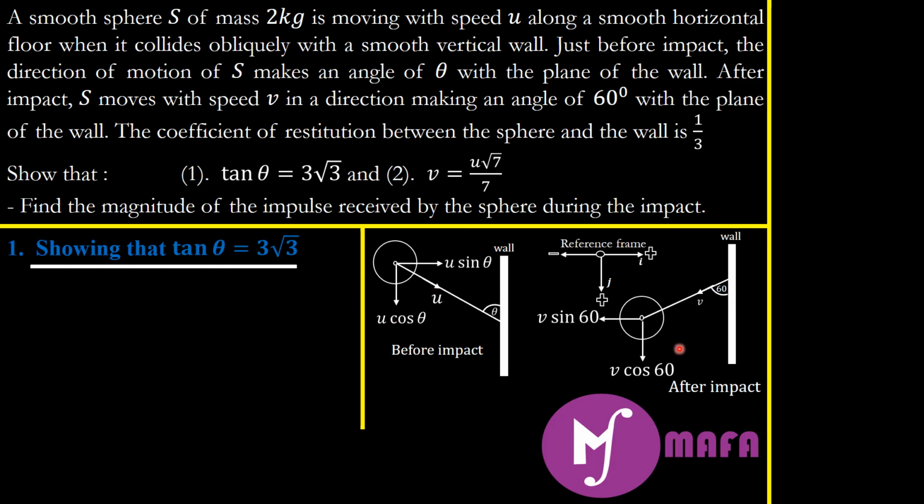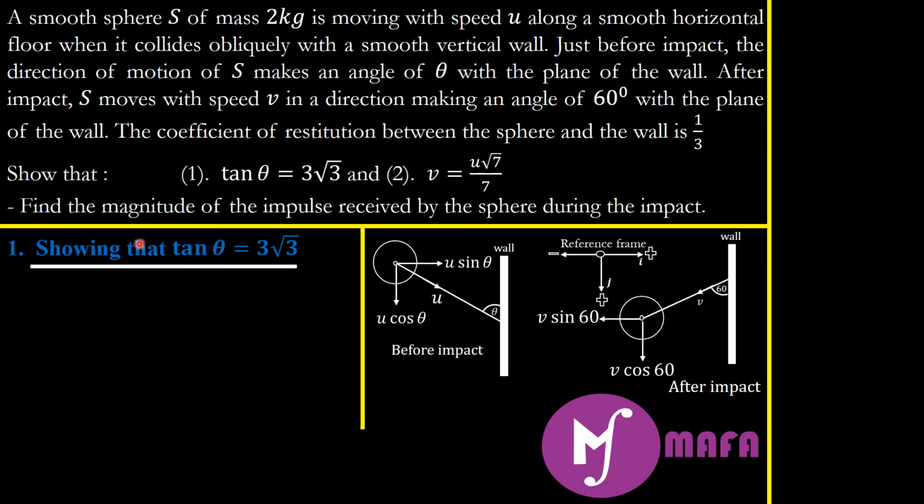Now after impact, the sphere moves backward, because it was moving to the right, so after impact it now moves to the left. After impact, the speed is v and it makes an angle of 60 degrees with the plane of the wall. We also resolve into two components. We have a vertical component which is v cos 60, and a horizontal component which is v sine 60. Now this is our reference frame: anything going to the right is positive, going to the left is negative, and going down is positive. That's the reference frame I choose. You can choose yours.